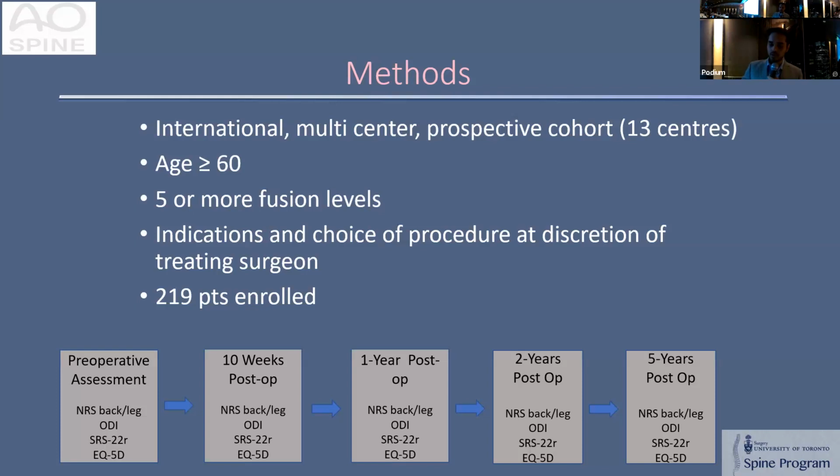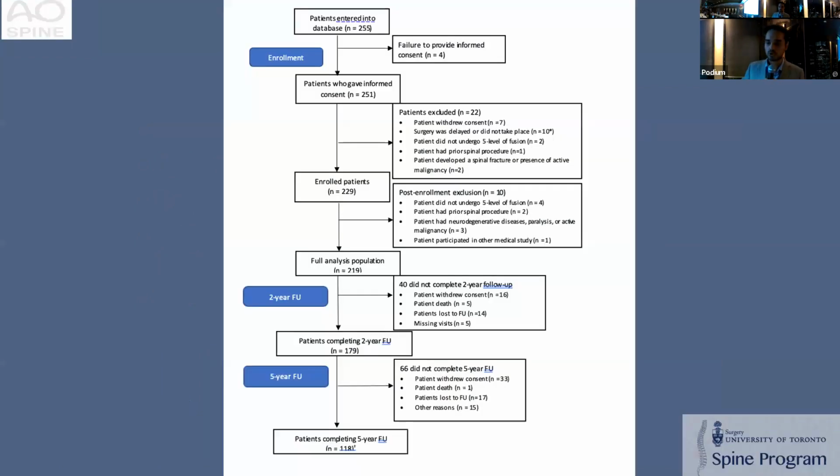The NRS, ODI, SRS scores and EQ5D were then assessed preoperatively, 10 weeks, 1 year, 2 years, and 5 years post-op. I won't go into the details of the recruitment, but we basically included any patients who had had previous spinal fusion. We only had 1 or 2 level decompressions that weren't in the inclusion criteria. Patients with other neurodegenerative diseases, paralysis, active malignancies, etc., were also excluded.